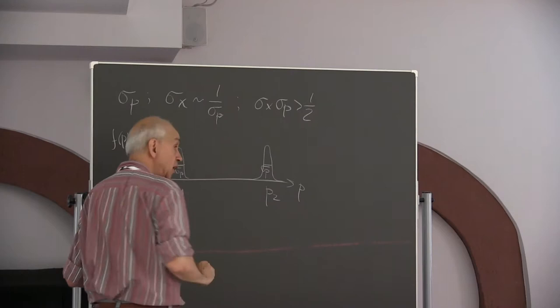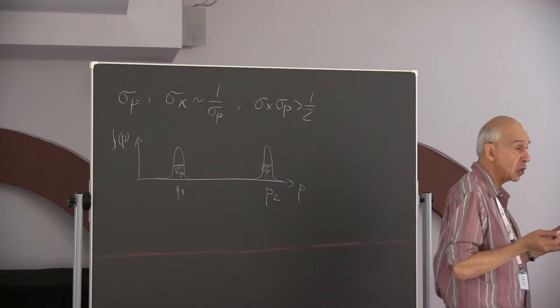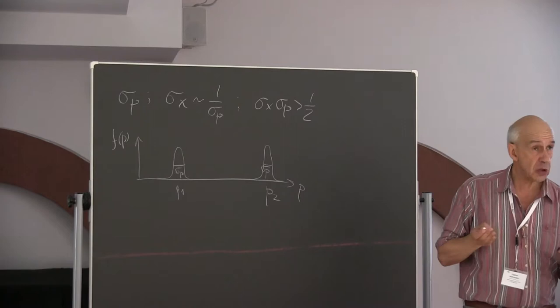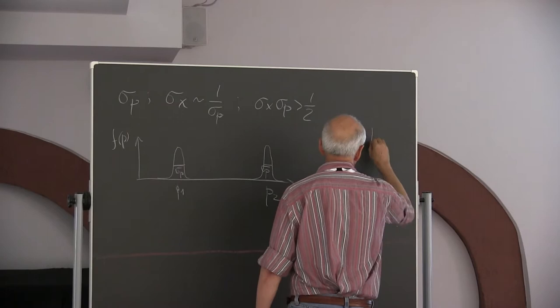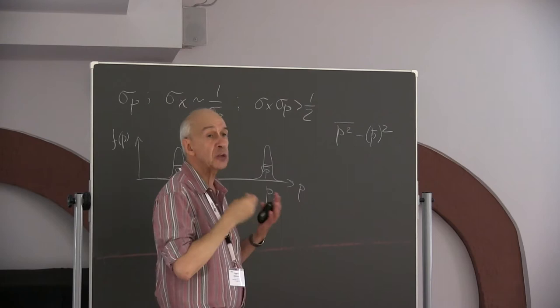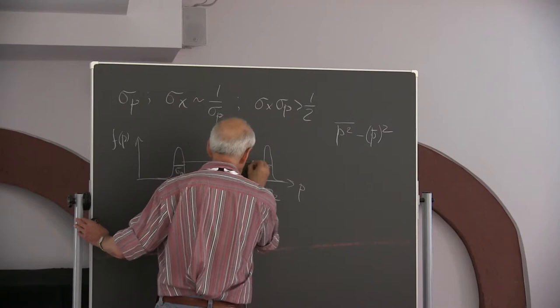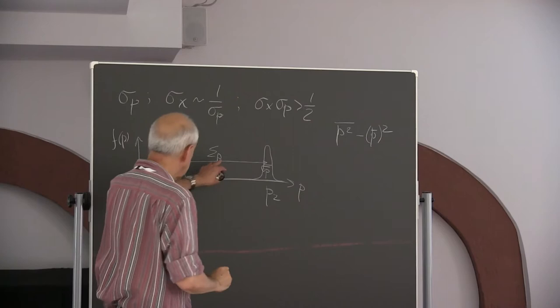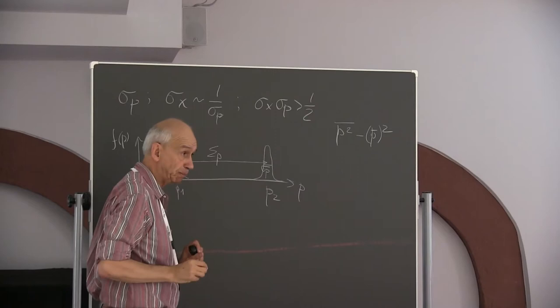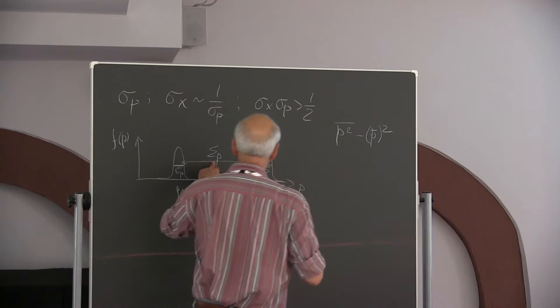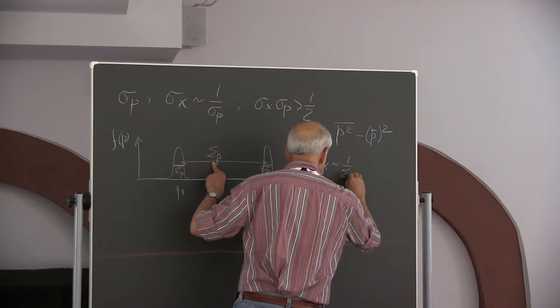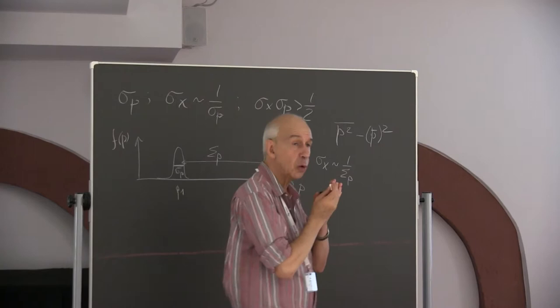And if you calculate the momentum uncertainty, that's very easy. You know how to do it in quantum mechanics. You just write down the wave function and calculate the dispersion. Dispersion is p square average minus p average square. And this dispersion gives us the momentum uncertainty of the state. If we calculate it, you'll find that the dispersion is given by this distance, sigma capital, which is much bigger in this case than the width of each particular wave packet here. So does it mean that the coordinate uncertainty, sigma x, is of order of 1 over sigma p, which would mean that the state is extremely localized in the coordinate space?